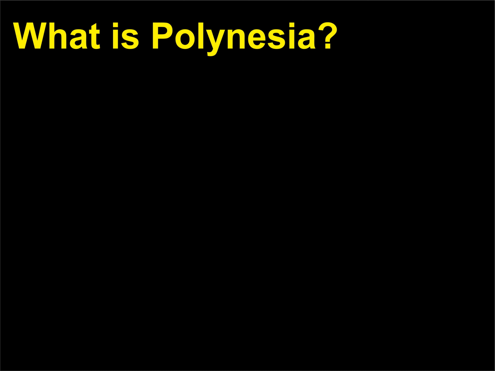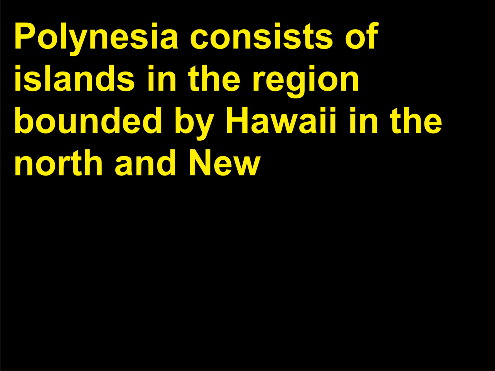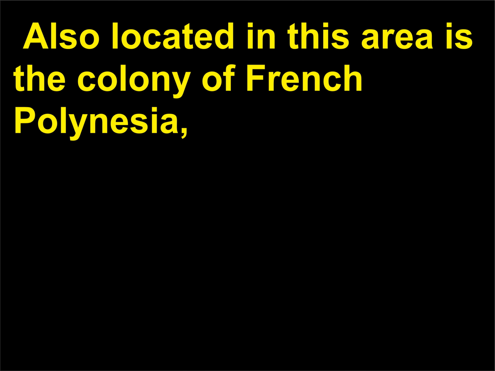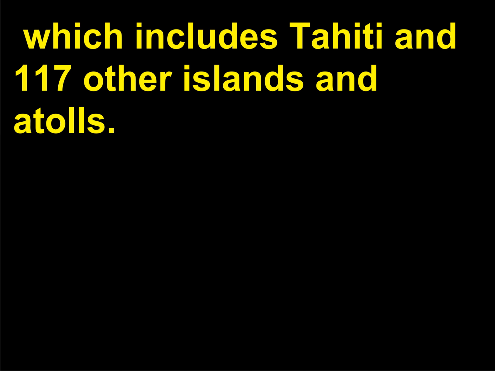What is Polynesia? Polynesia consists of islands in the region bounded by Hawaii in the north and New Zealand in the southwest. The region includes the countries of Samoa, Tonga, and Tuvalu. Also located in this area is the colony of French Polynesia, which includes Tahiti and 117 other islands and atolls.